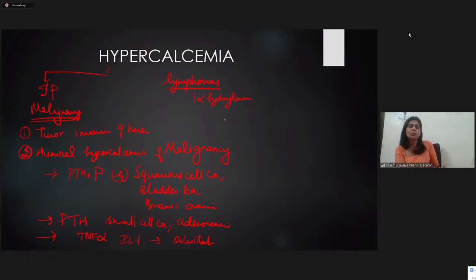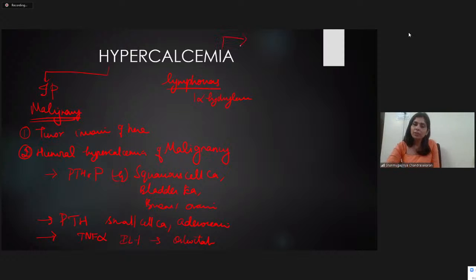One is parathormone-related peptide. Most commonly, it's observed in squamous cell carcinoma, bladder cancer, breast cancer, and ovarian cancer. Sometimes it's PTH itself, which is released by small cell carcinoma of lung and adenocarcinoma. TNF-alpha and interleukin-1 can be released in hematological malignancies. Lymphomas exhibit 1-alpha hydroxylase activity. This is about symptomatic hypercalcemia causes.